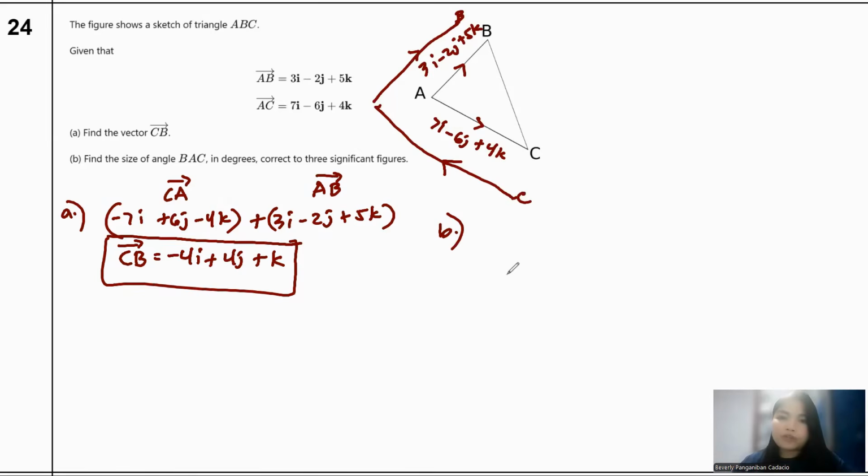For letter B, it's very important that you know the formula that you need. It's there in the formula sheet. One of the formulas for you to find the angle between two vectors will be this one: cos theta is equal to the dot product of the two legs. For example, this one, BAC. Meaning to say, the middle letter is A. This is the angle I want. That is the angle I want. So, these are the two legs.